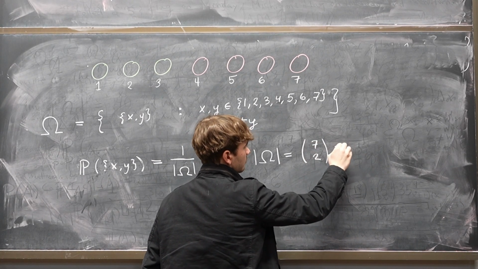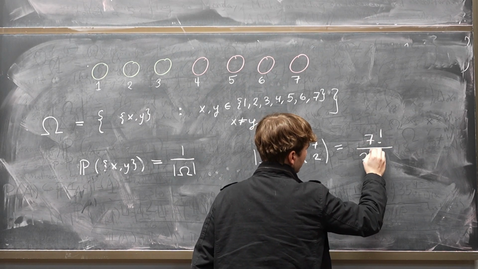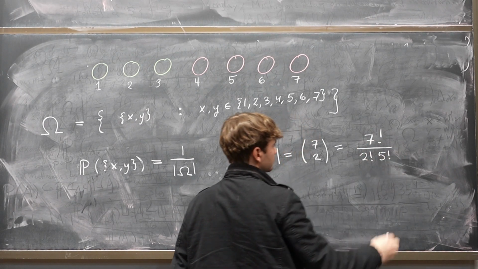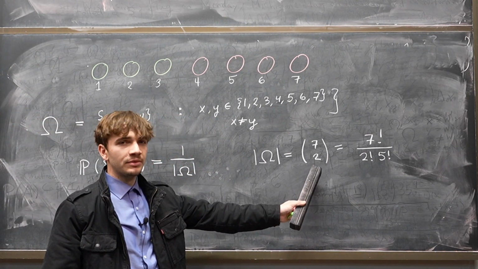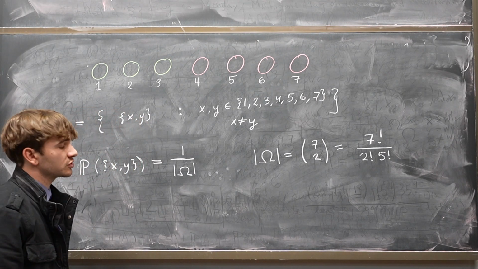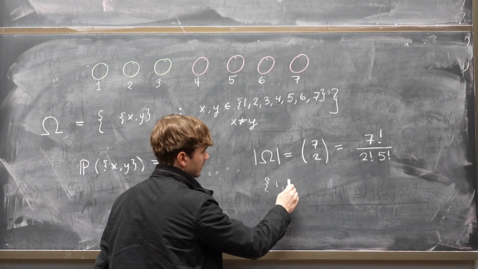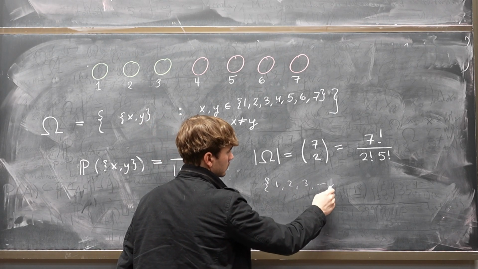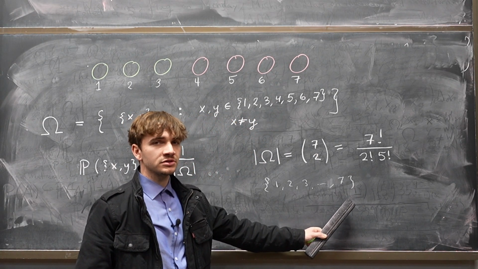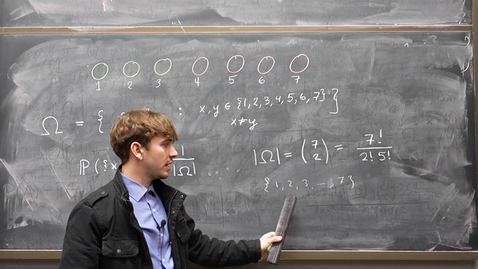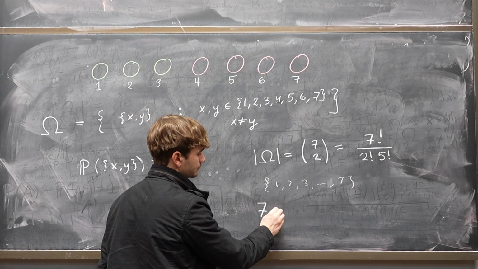Okay, and this is by definition 7 factorial divided by 2 factorial times 5 factorial. Now if you haven't seen this mathematical choose notation before, let me just quickly justify it for you. So if I have a set consisting of 7 elements, and I choose 2 of these elements without replacement, then I have 7 choices for the first element.